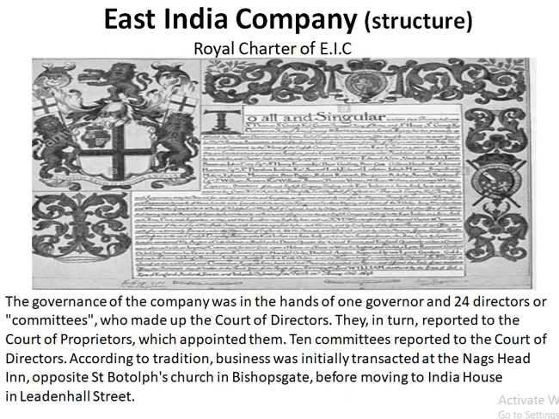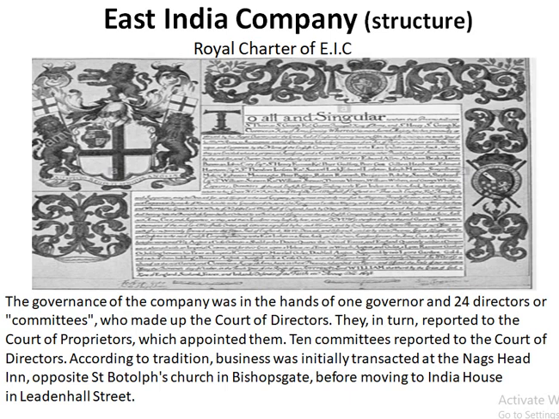This is the image of the royal charter of the E.I.C., which was given to the people who founded the East India Company. This is the structure of the company now. The governance of the company was in the hands of one governor and 24 directors, or committees, who made up the court of directors. They in turn reported to the court of proprietors, which appointed them.